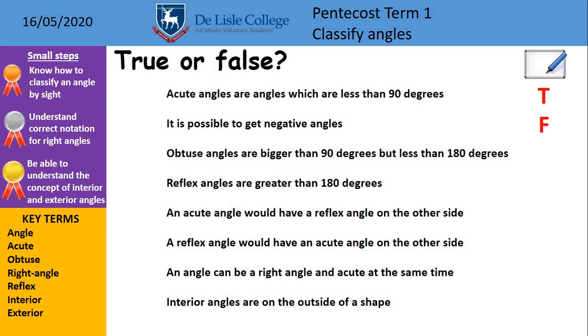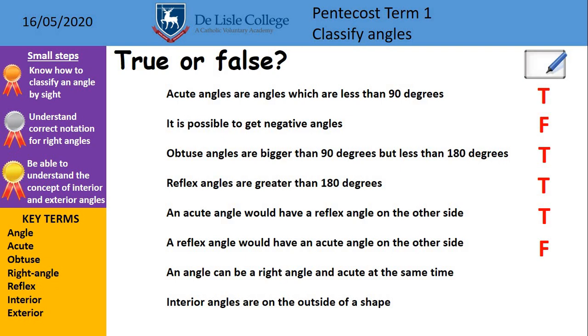Obtuse, larger than 90 but less than 180. Absolutely. Reflex are greater than 180. True again. Acute angle would have a reflex angle on the other side. That would be true, because an acute is less than 90, so that must mean anything the other side is more than 270 degrees, which has to be a reflex because they're greater than 180. Reflex angle to have an acute angle on the other side. Not necessarily. Okay, so that would be false. Wouldn't happen every time. If the reflex angle was 300 degrees, then yes, you'd have a 60 degree acute angle, but the reflex could be 200 degrees. That would leave 160 the other side, making it an obtuse angle.